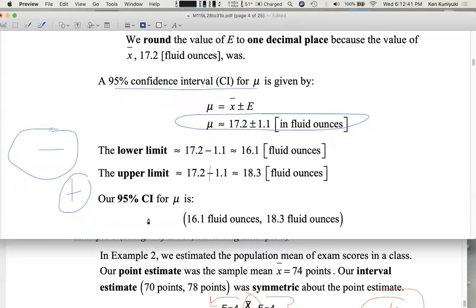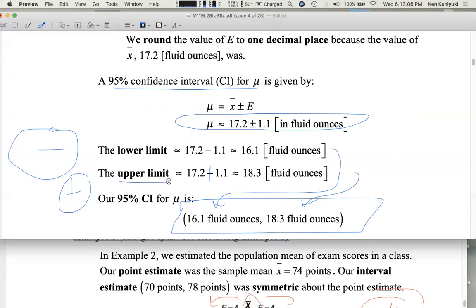So our 95% confidence interval for mu, in this form, where we indicate the limits, it's from 16.1 fluid ounces to 18.3 fluid ounces. Technically, you should put units. And remember, the lower limit is obtained from the minus case here. The upper limit is obtained from the plus case here. If for some reason you find it easier to work out the upper limit first, that's fine, but make sure to put the upper limit to the right.